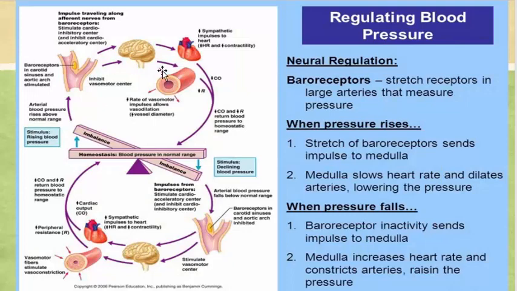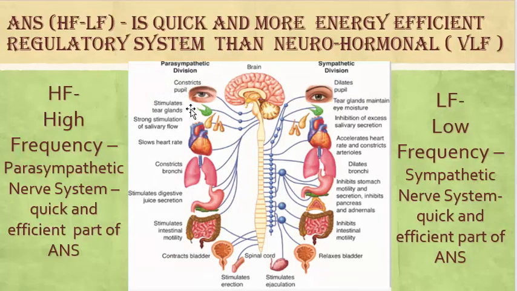So what is the regulatory system? The sympathetic and parasympathetic nervous systems regulate the different organs, and in this case we see it's connecting to the internal organs. The parasympathetic nervous system affects the constriction of the pupil, stimulates the tear glands, strongly stimulates the salivary glands, slows the heart rate, constricts the bronchioles, stimulates digestive juice secretion, stimulates intestinal motility, and contracts the bladder. On the opposite side, the sympathetic nervous system produces the opposite effects to the parasympathetic nervous system.